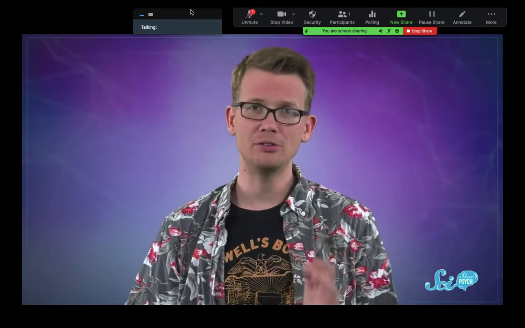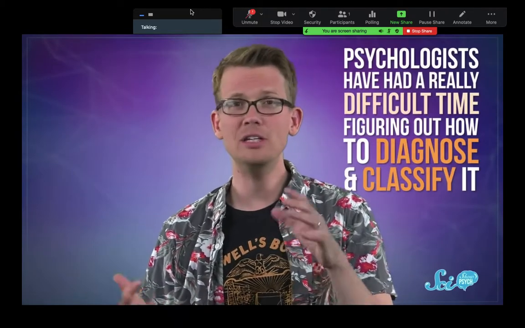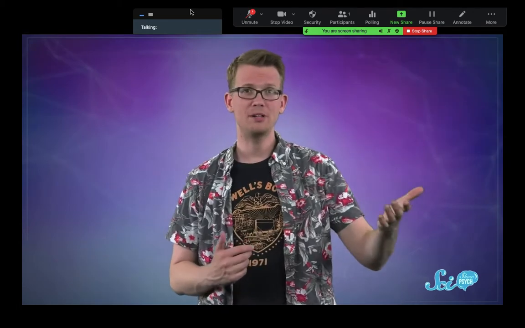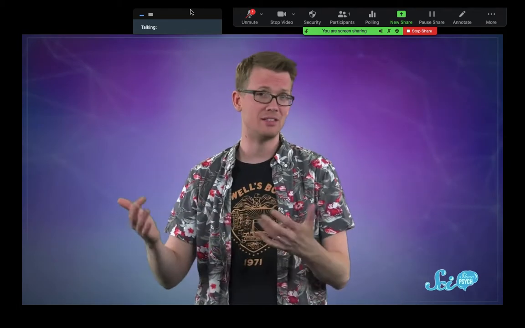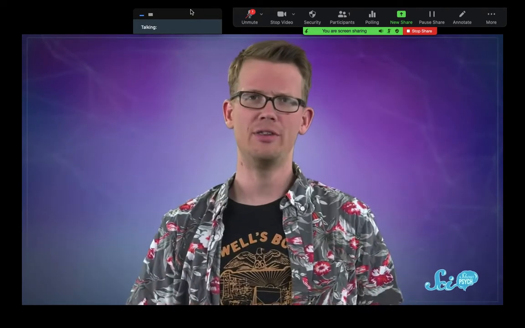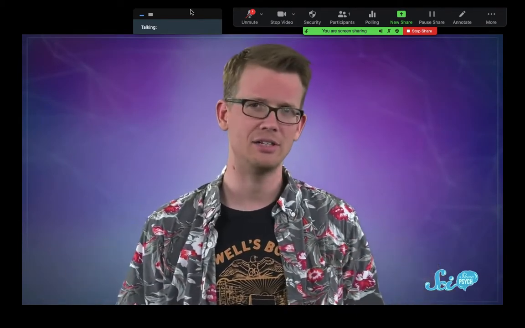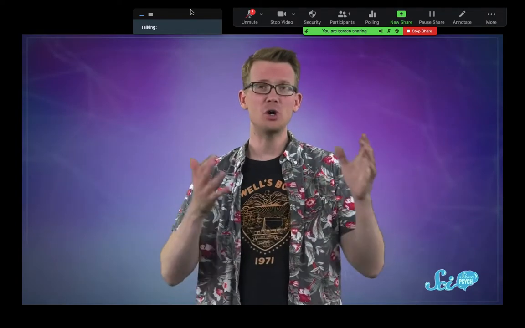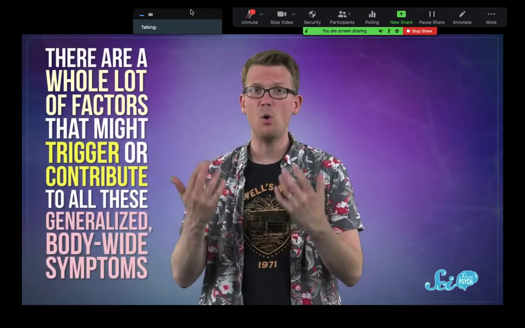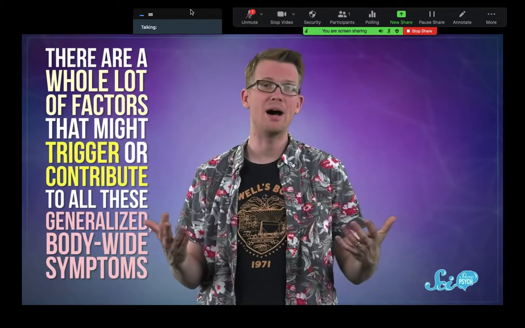But fibro has also been surrounded by controversy, and a lot of that is because psychologists have had a really difficult time figuring out how to diagnose and classify it. With such widespread symptoms, you'd think that it would be easy to take some physical measurements and diagnose someone with fibro on the spot. But it's trickier than that, because some of those symptoms can also be caused by other simultaneous conditions, like arthritis. And as for what actually causes fibromyalgia, well, here's where things get especially messy, because there are a whole lot of factors that might trigger or contribute to all of these generalized body-wide symptoms.